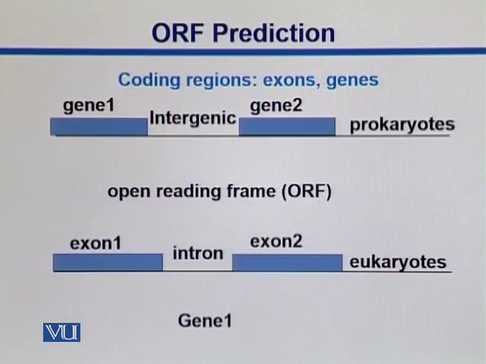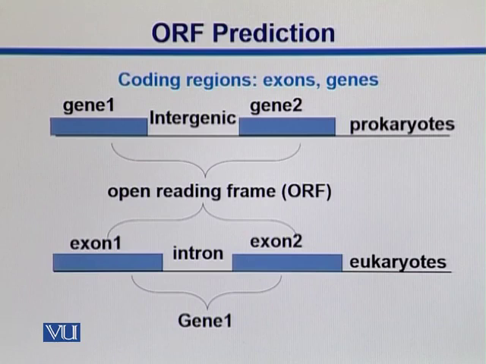Here in this slide, we see the ORF in a comparison between prokaryotic and eukaryotic cells. Prokaryotes may be bacteria or some related organisms. The rest of the organisms are mostly classified as eukaryotes. So if you look at a prokaryotic situation, we have different genes which are separated by intergenic regions, and an ORF can span these two genes.